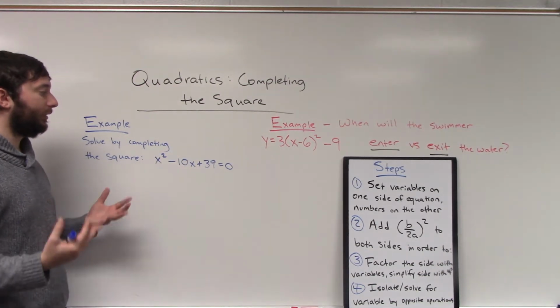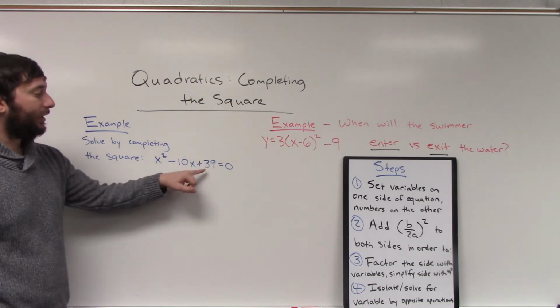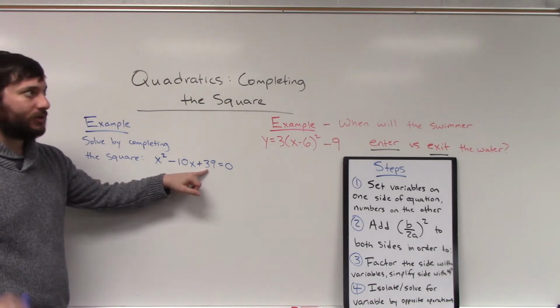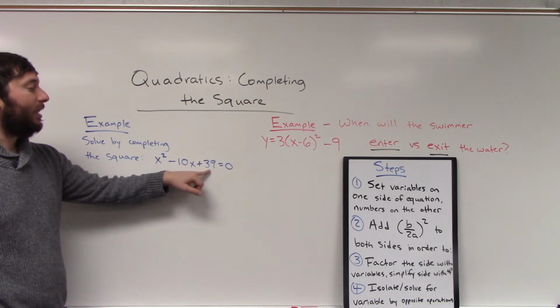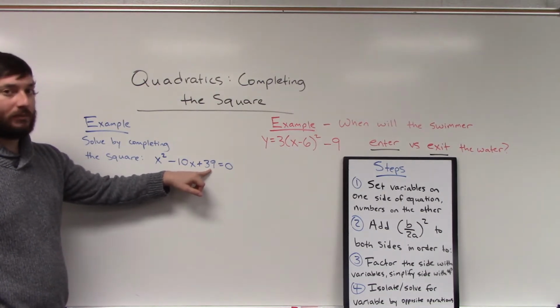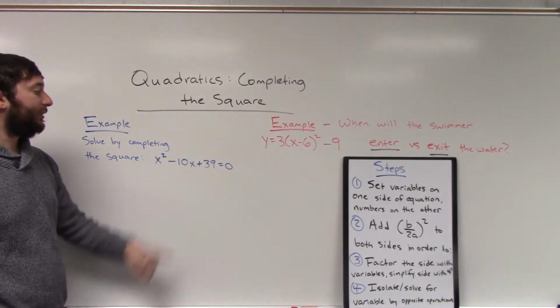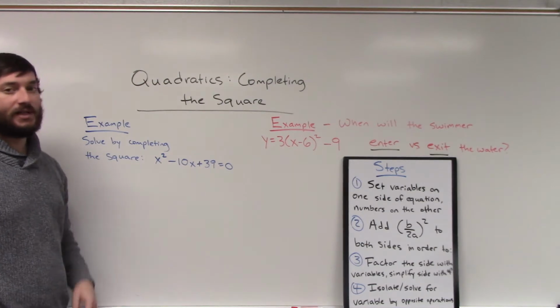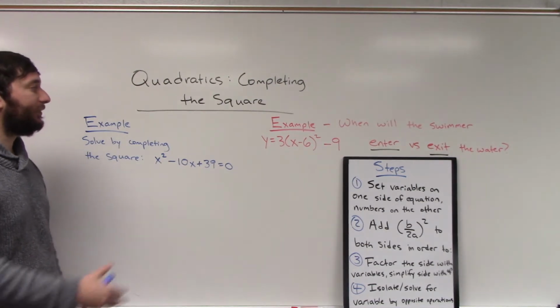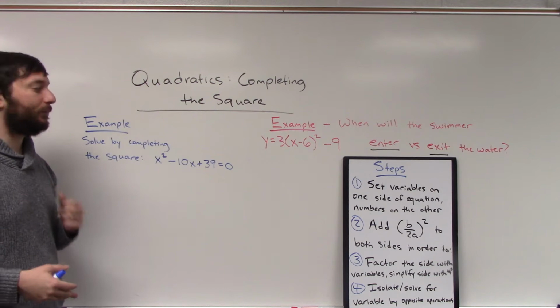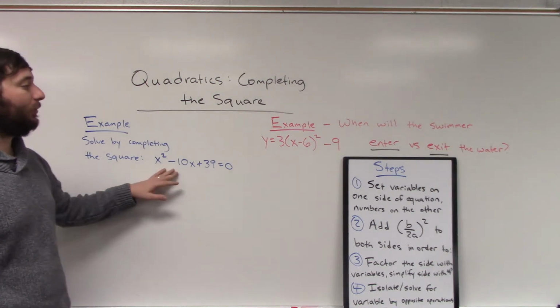We'll see why in a little bit, but shortly and simply, you can try it on your own, use the box method, use the a times c method. No whole numbers, anyway, multiply to give 39 and add to give negative 10. So whenever that happens, we have to use a different method to solve our problems. Completing the square will allow us to do that.